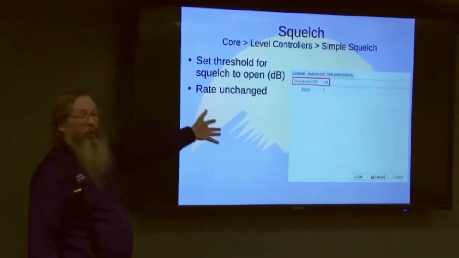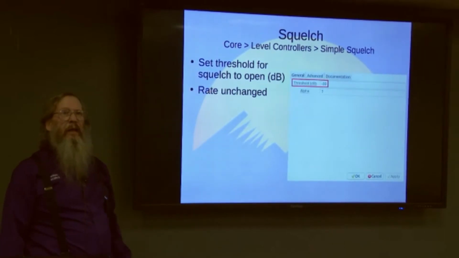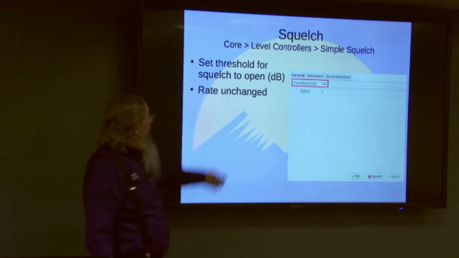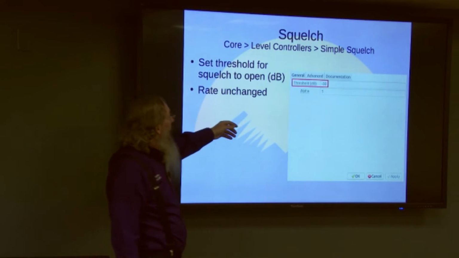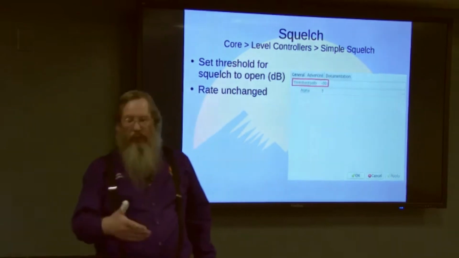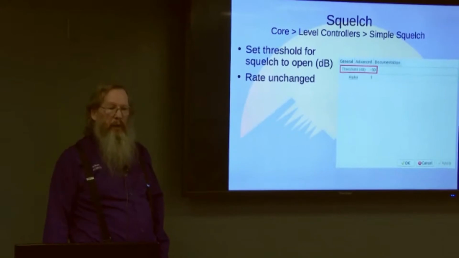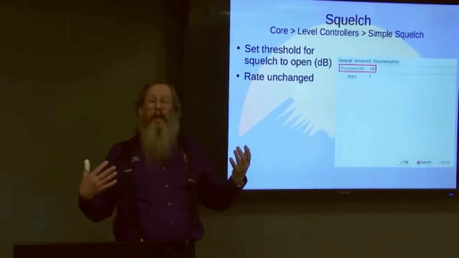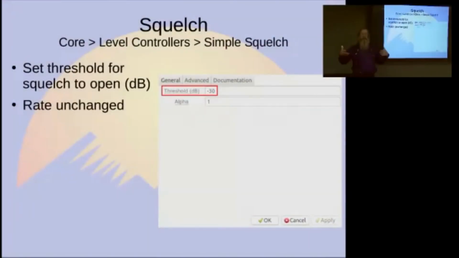So there's my squelch module. I went to core level controllers, simple squelch, and said I want to do squelch. Notice that there's no speed or anything like that set. It figures that out for itself. All I have to do is set the squelch threshold. I experimented here, and -30 seems to be appropriate for my setting. And the cool thing is that the input and the output rate is all unchanged, and it figures that out for itself. So let's give that a shot.